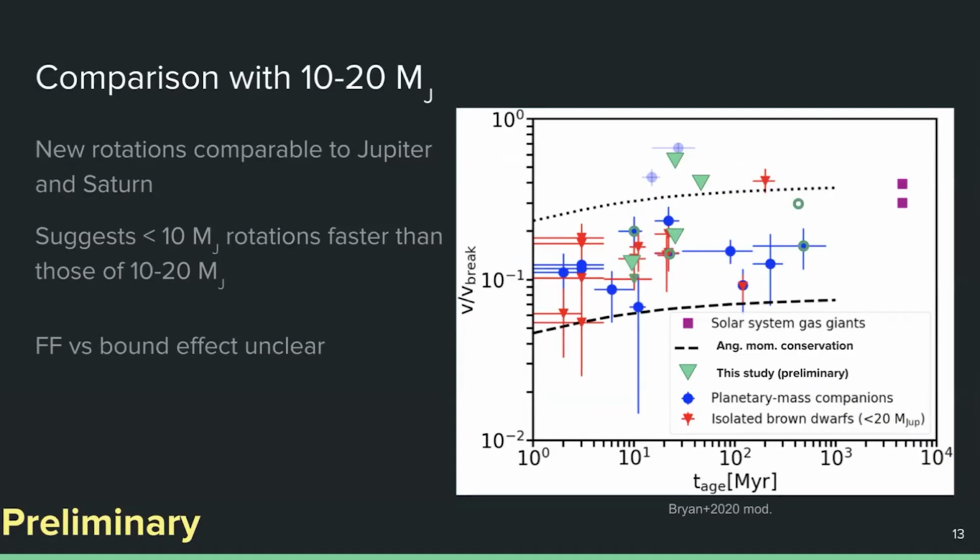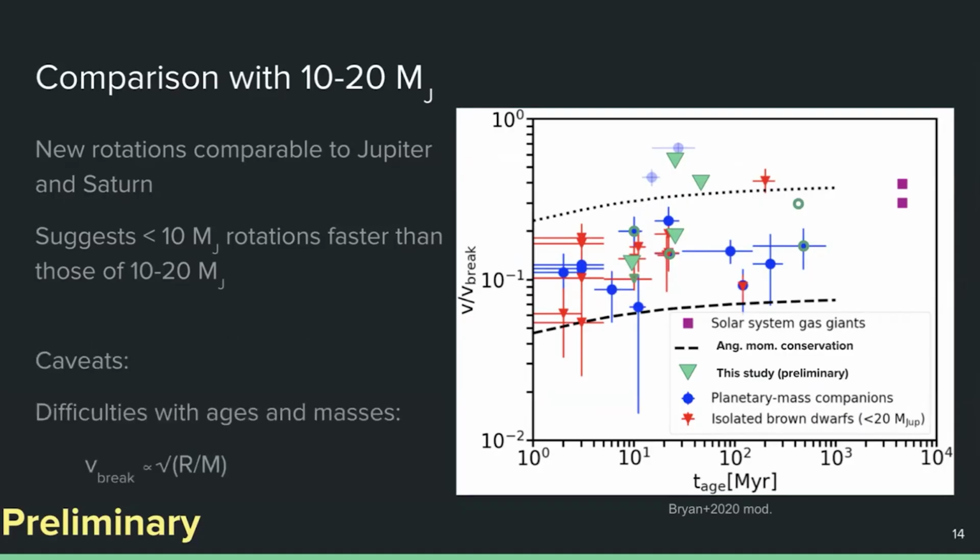As for the free floating versus bound effect, if you just look at the green objects, I say that this is unclear at this time. We can't say that the triangles or the circles are systematically more rapidly rotating. And this is probably going to need a larger sample to measure because there's a lot of complicating effects. For example, you could have a free floating object that was formerly a bound object when it was doing the disk locking. And this would muddle this relation quite a bit.